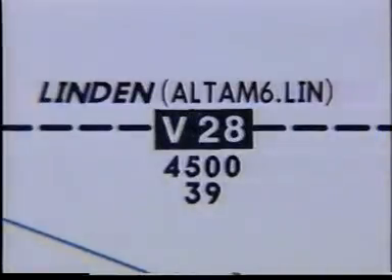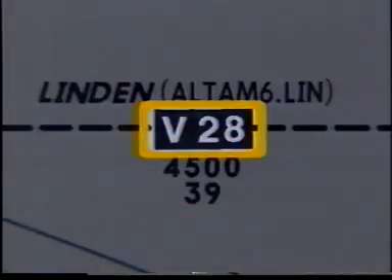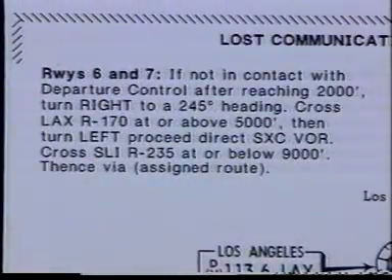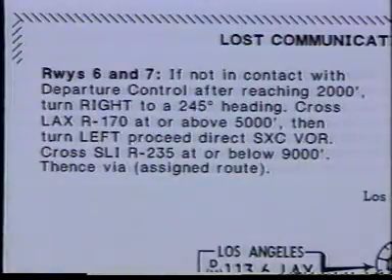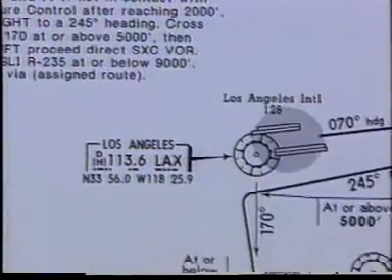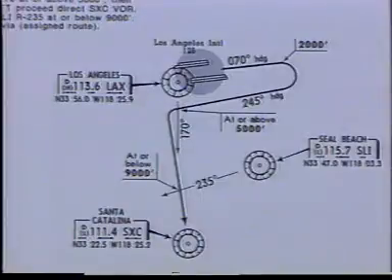The distance along this transition is 39 nautical miles. Notice that this transition lies along Victor 28. The MEA for the route is 4,500 feet. When lost communications procedures are different from FAR Part 91, they are shown on the chart. Diagonal slashes outline the procedure. This particular chart also includes a graphic portrayal of the flight track to use if communications are lost.